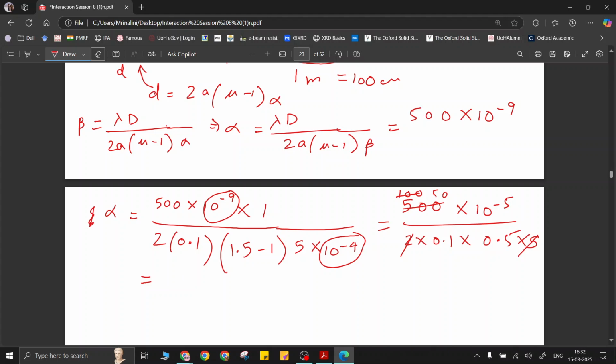50 divided by 0.5 is 100. Divided by 0.1 is 1000. Getting 1000 multiplied by 10 to the power minus 5. This angle will be in radian. This 10 to the power minus 5 means 0.01 radian will be the correct answer.